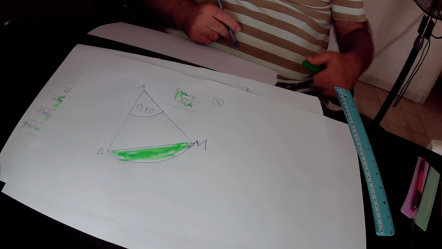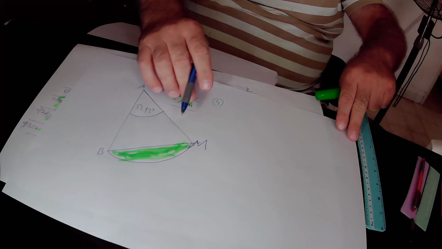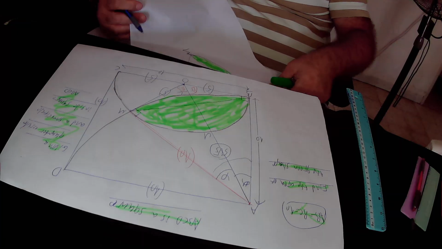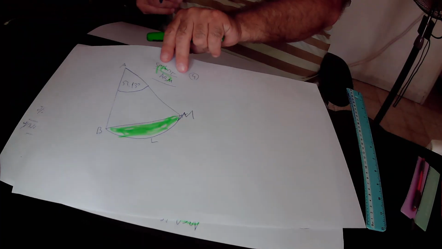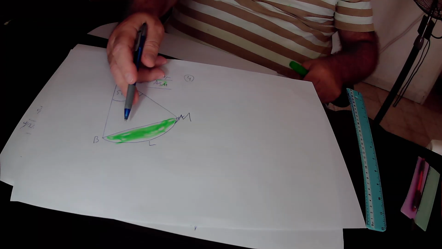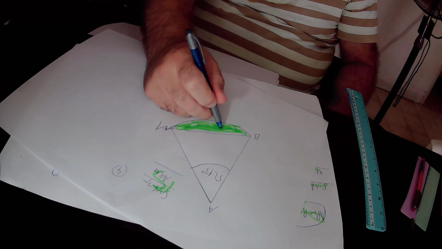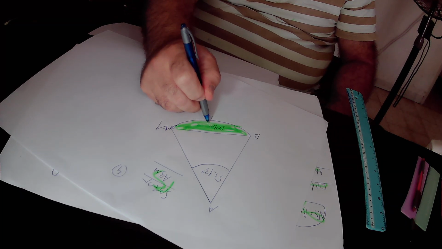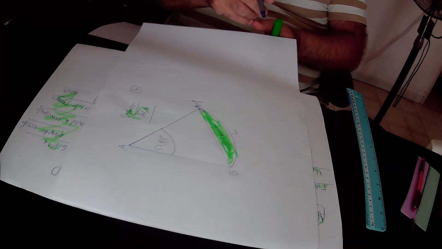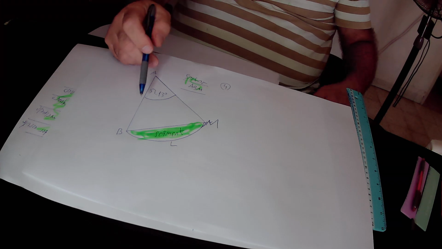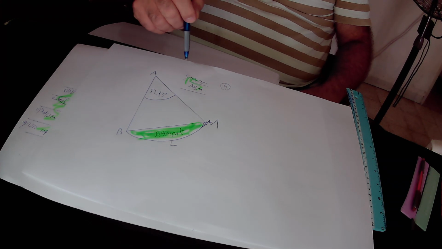Our task is to find out the area of this green segment BLM. And this is sector A and B.